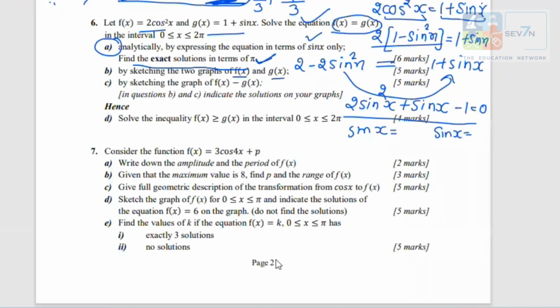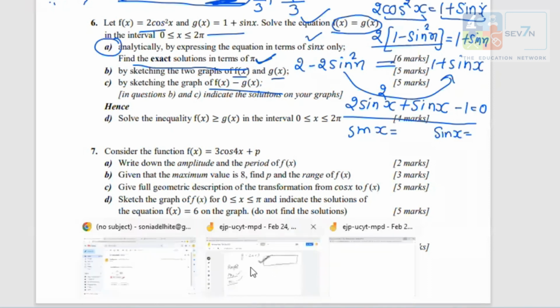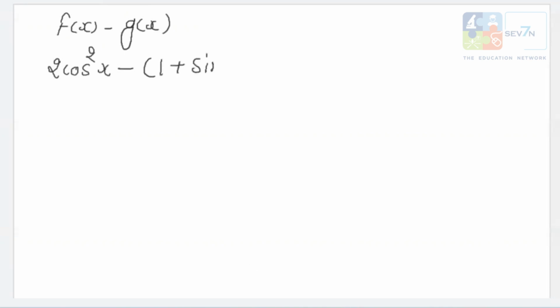Now, in the next question, by sketching the graph of f(x) minus g(x). So your f(x) minus g(x), your f(x) is 2 cos square x minus 1 plus sin x, right? Yes. So can I write this as 2 cos square x minus 1 minus sin x, right?